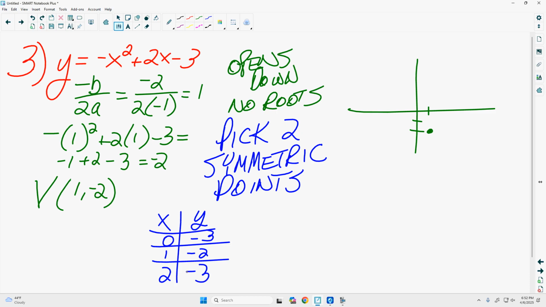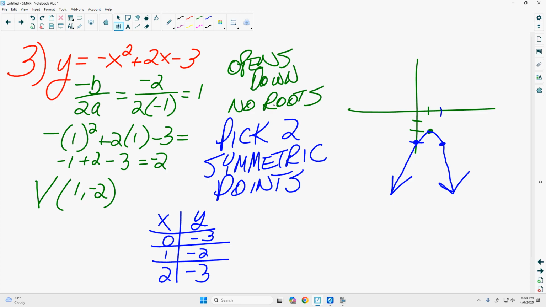So I'm going to go 0 across, but I'm going to go 3 down and make a dot. And I'm going to go 2 to the right, and I'm going to go 3 down. And then voila, that graph is done. So there were no roots, no solutions, okay?